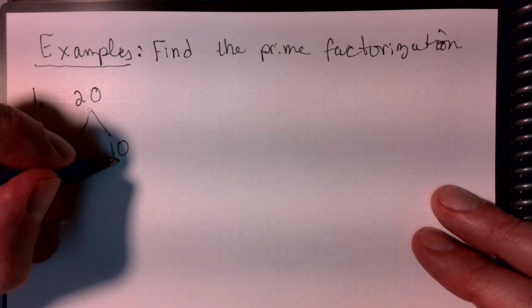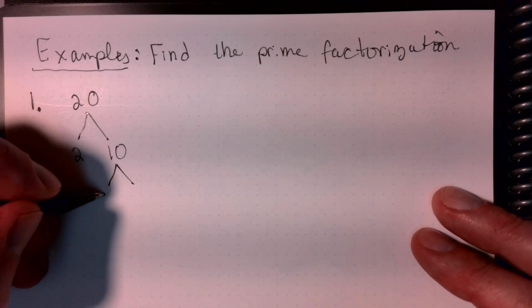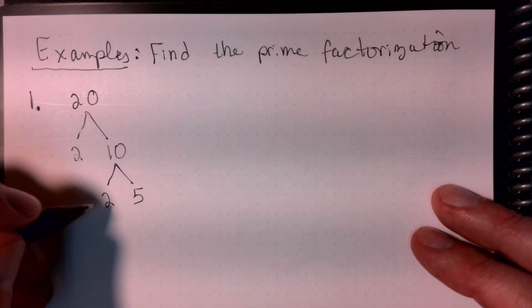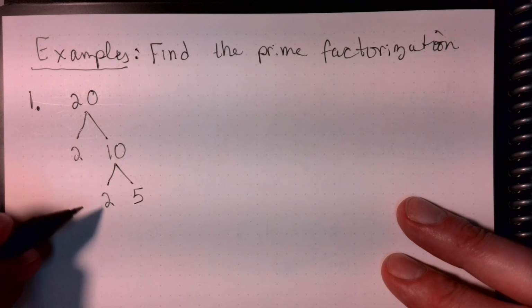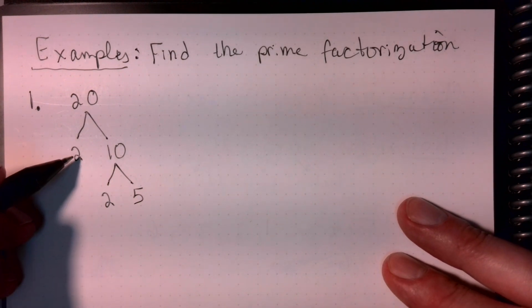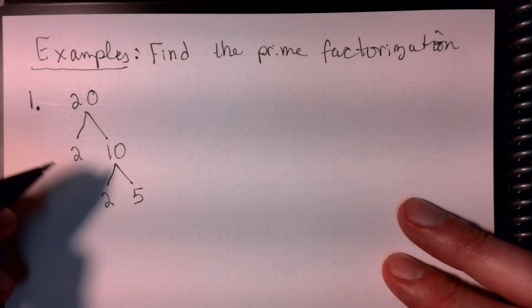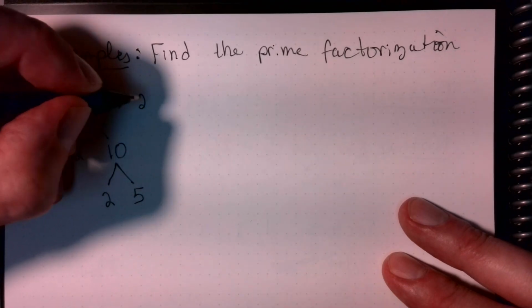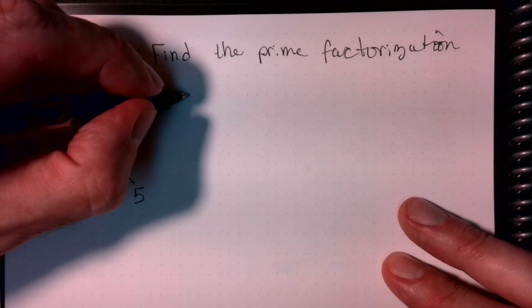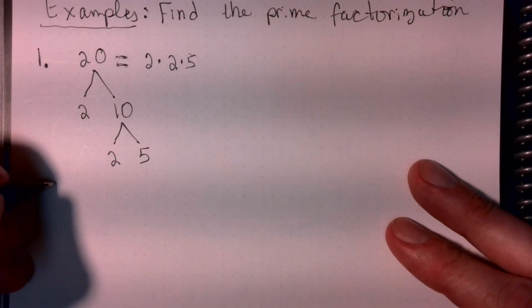Okay, 20 is even, so I know it's divisible by 2. It's 2 times 10. And now I work on breaking down 10. It's 2 times 5. Now none of these guys on the end can be broken down any further. They are prime numbers. So I have found the prime factors of 20. 2 times 2 times 5.